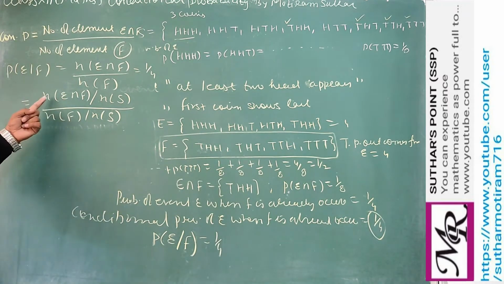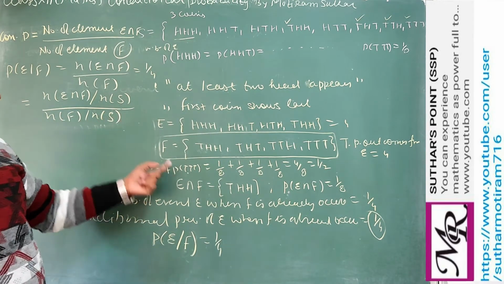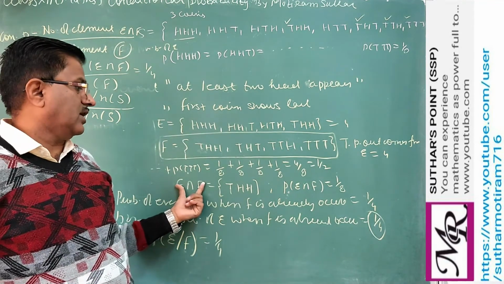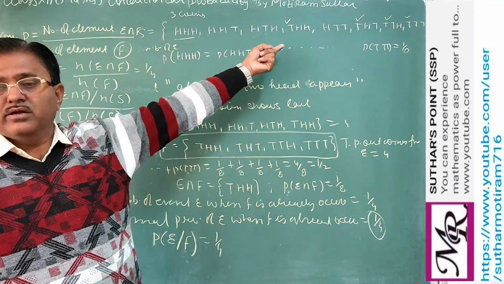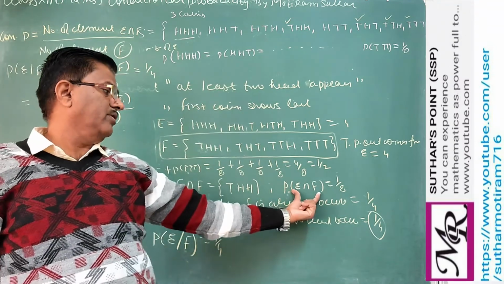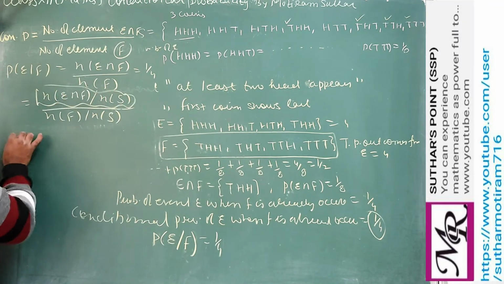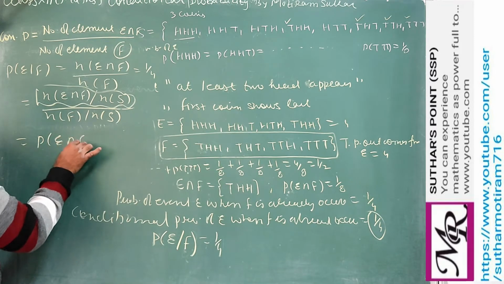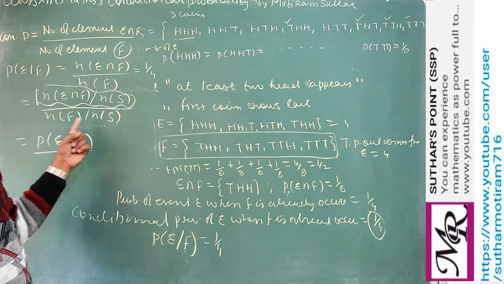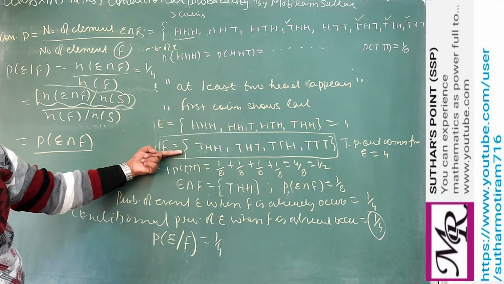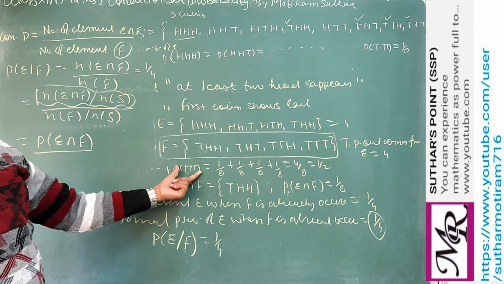Now you can see the number of elements in E intersection F divided by the sample space. Number of elements in E intersection F divided by the total number of elements, that is here 1 divided by 8. So that is the probability of E intersection F. So this numerator you can write as probability of E intersection F. Similarly, n(F) divided by n(S), the number of elements in F divided by the number of elements in the sample space. So that is probability of F.